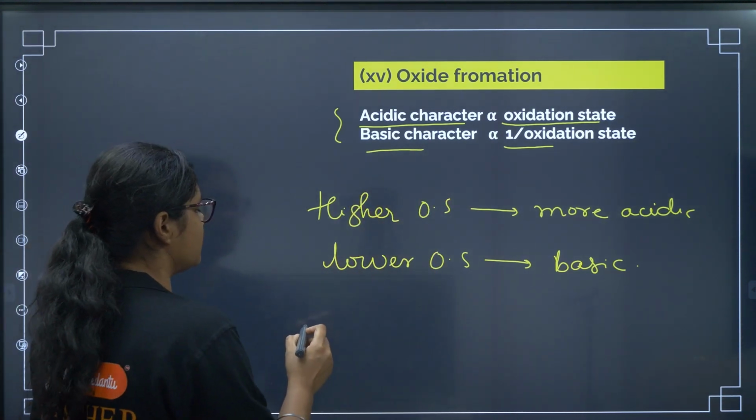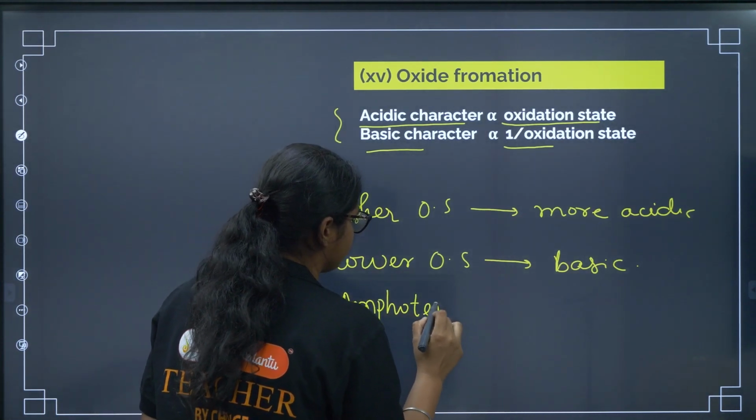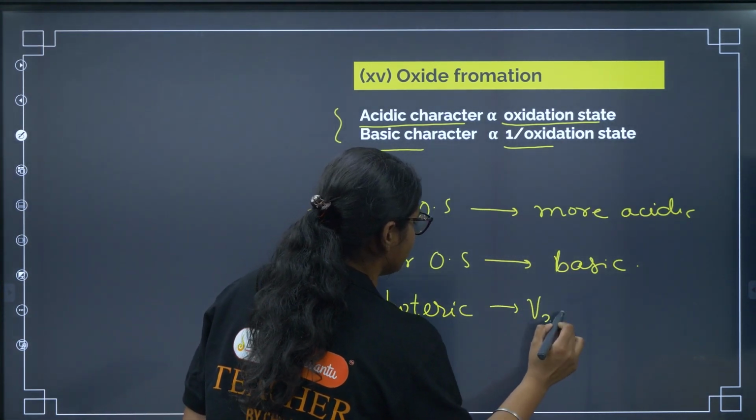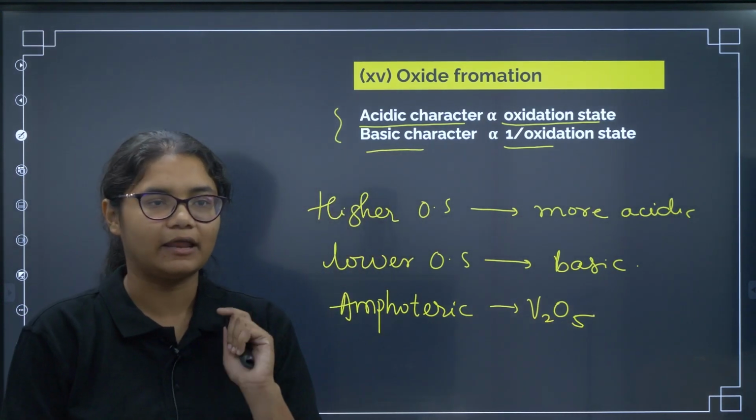Here also you should remember some amphoteric oxides. Some oxides are amphoteric in nature, like V2O5. They can behave both as acidic and basic.